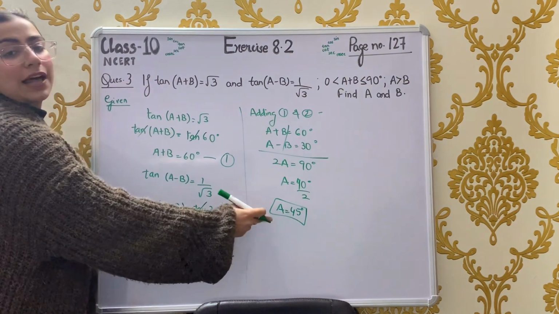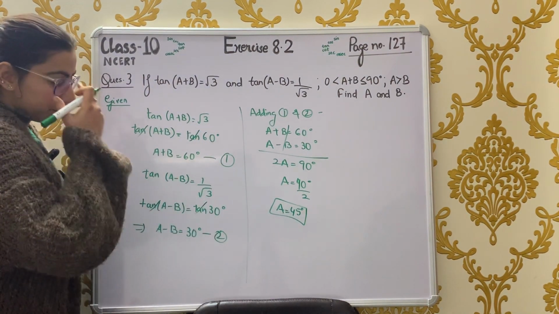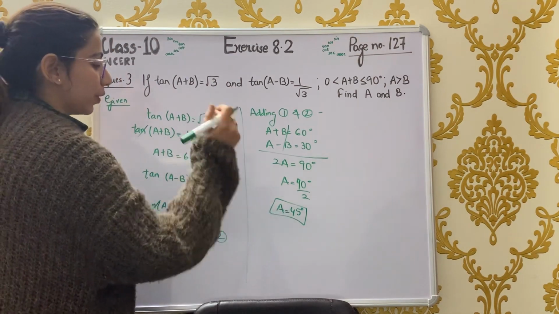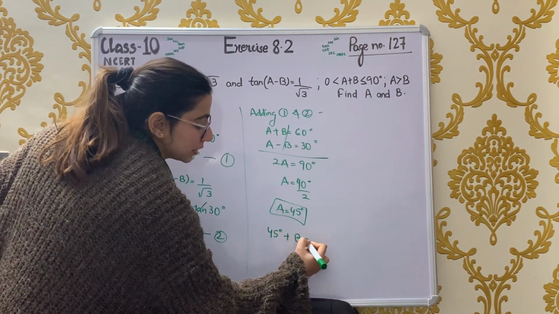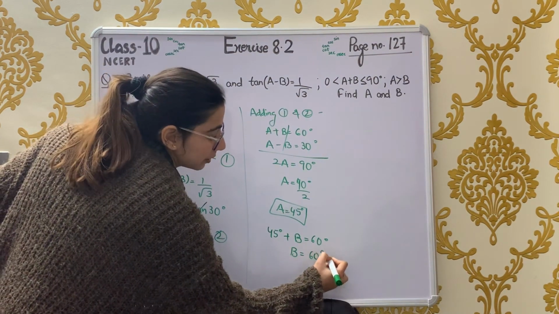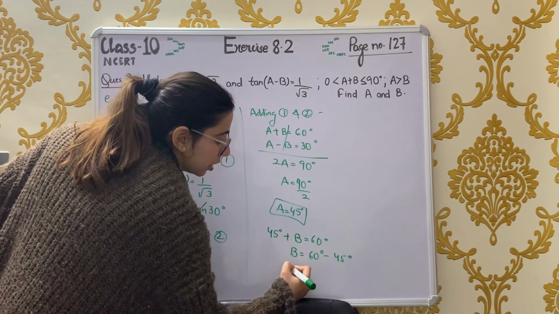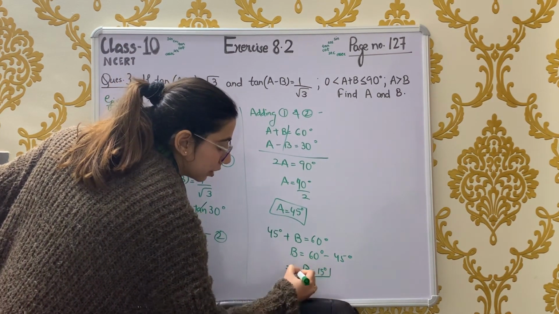Now we can put the value of A either in equation 1 or 2 to find the value of B. So let's put the value of A in equation 1. We get 45 degrees + B is equal to 60 degrees. So B is equal to 60 degrees - 45 degrees. That implies B is equal to 15 degrees.